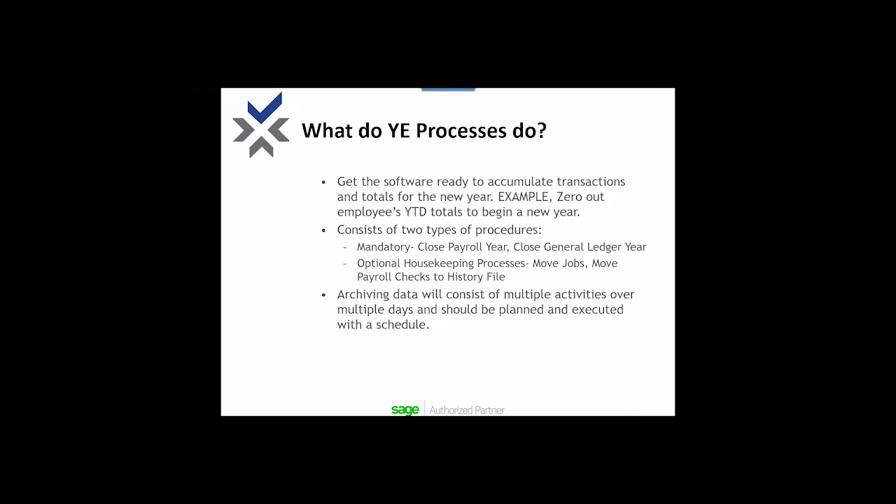In AP and AR, for instance, there's a close year process. You don't have to run it. It rolls the totals for the vendors and the customers, but it doesn't stop you from posting transactions until you get beyond the next year accumulator. So we'll talk about that at the end of the class.